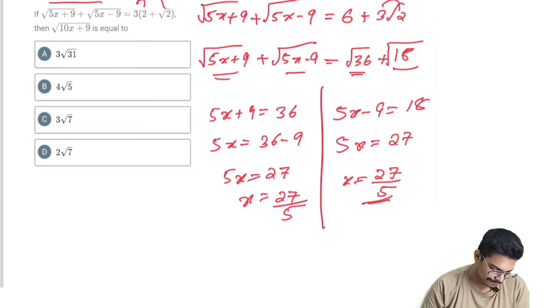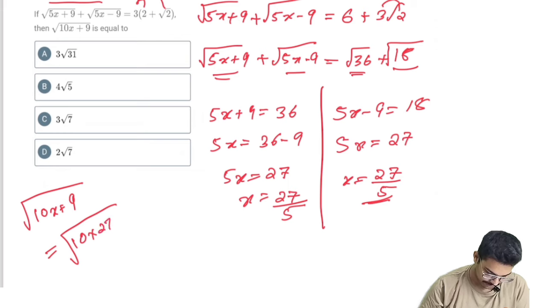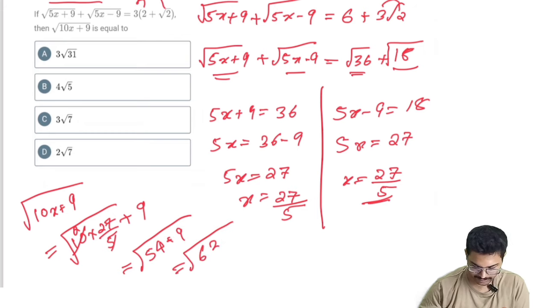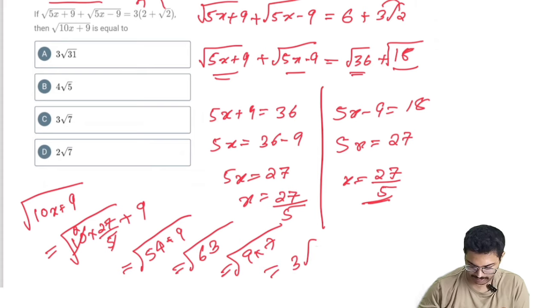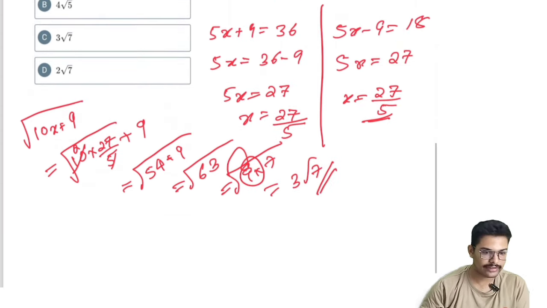Then we can put the value of root of 10x plus 9 equal to root of 10 into 27 by 5 plus 9, then it will be cancelled, this will be 2, it will be root 54 plus 9, which is equal to root 63, which is equal to root 9 into 7, which means it is 3 root 7 when you take this 9 outside. So our answer will be option C.